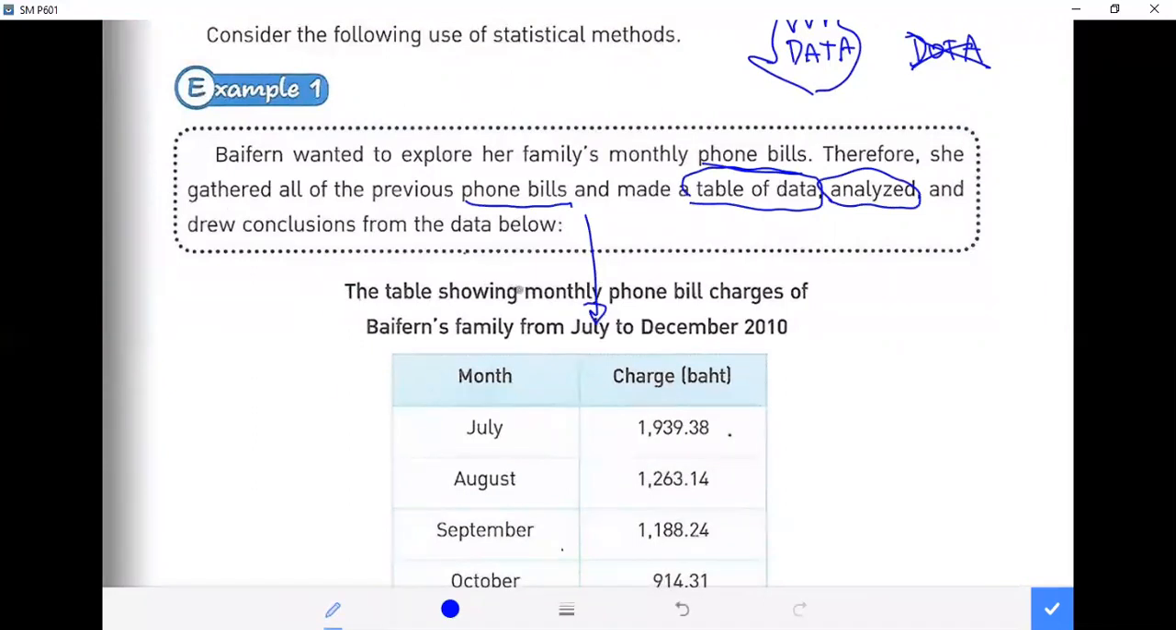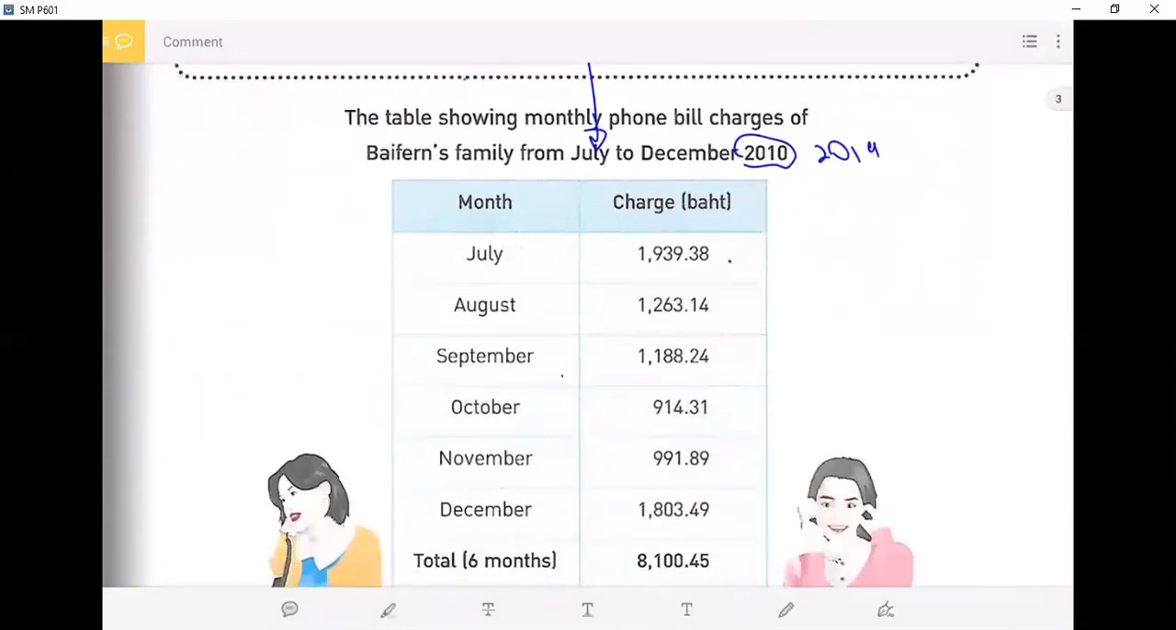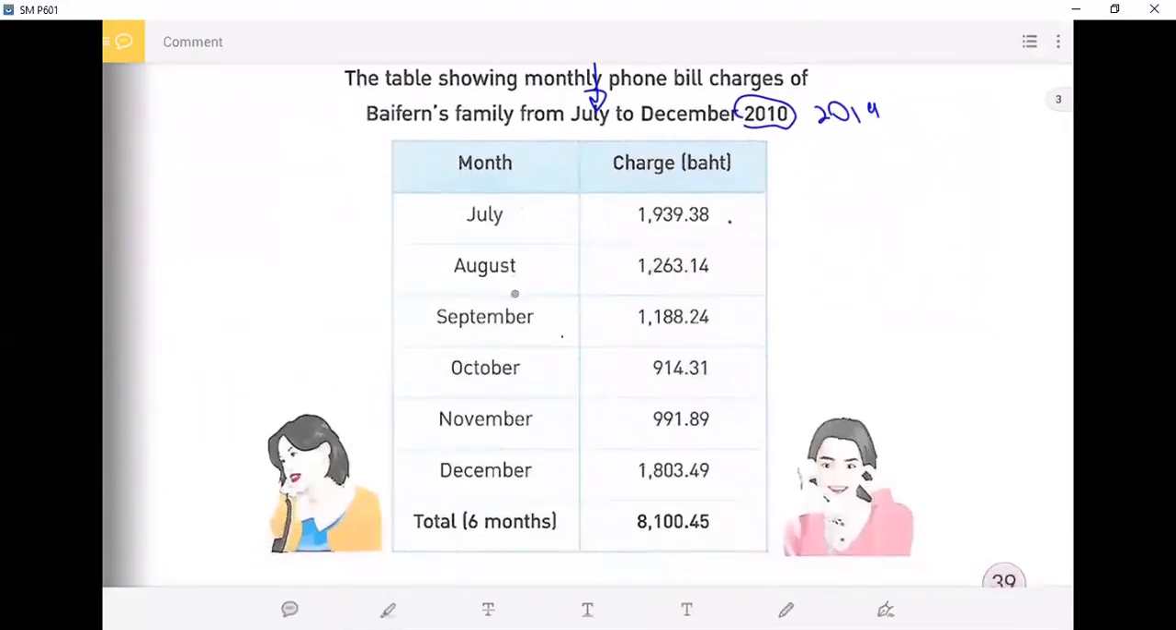The table shows the monthly phone bill charges of By Fern's family from July to December 2010. Oh, it's so long ago. This is 2019 now. Okay, maybe that one is a long time ago. Okay, and then she just wrote it down. In July like that, in August like this, in October, okay, it goes down, right?